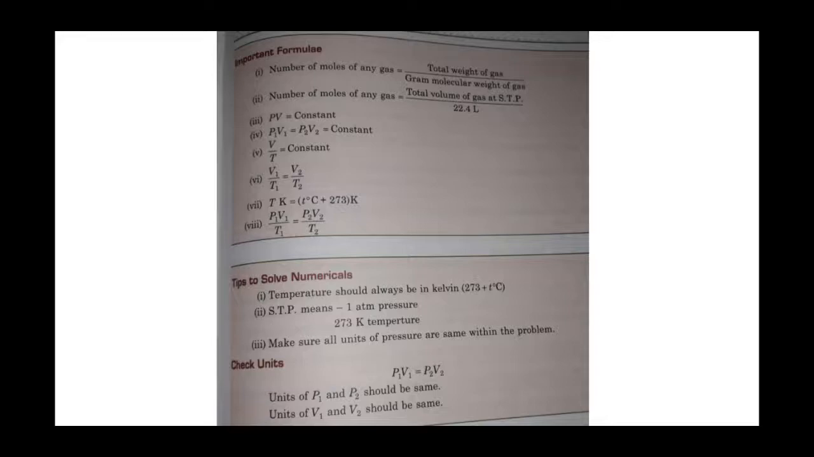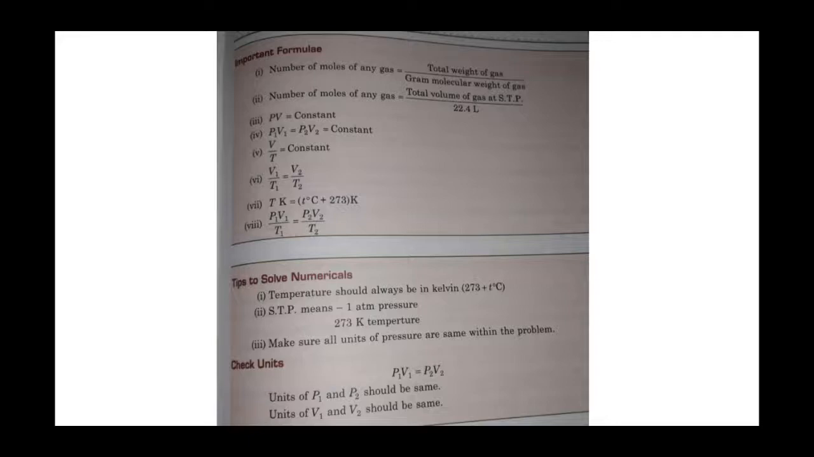Okay. Now some tips I want to tell you. Tips to solve numericals. Temperature should always be taken in Kelvin. That means 273 plus the temperature given in degree centigrade. Only if it is given in degree centigrade do you have to add 273 to convert it to Kelvin. STP means 1 atm pressure and 273 Kelvin temperature, that is standard temperature and pressure. And 1 atm is equal to 76 centimeter Hg and 760 millimeter Hg. Now make sure that all units of pressure are the same within the problem.